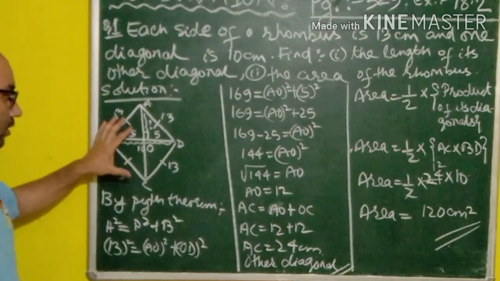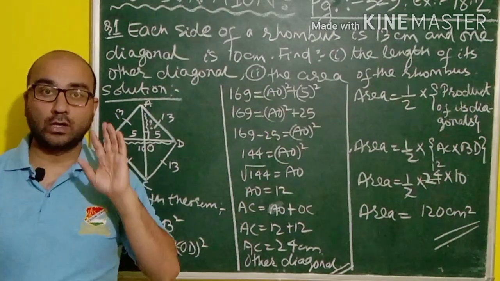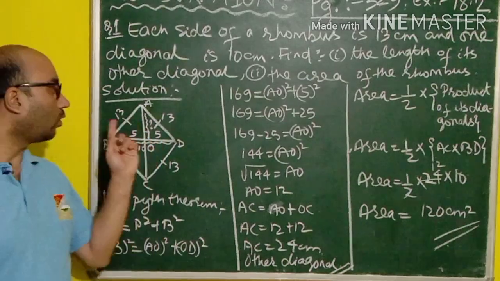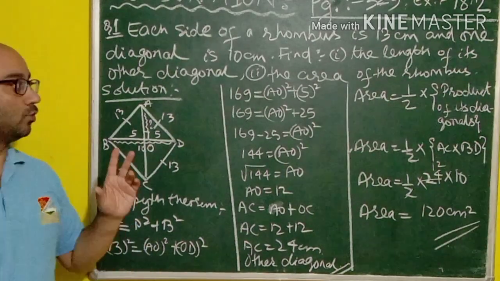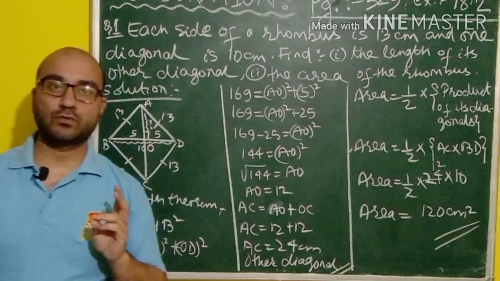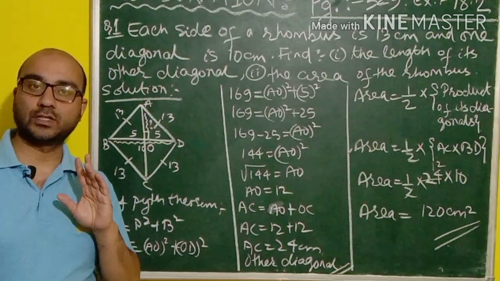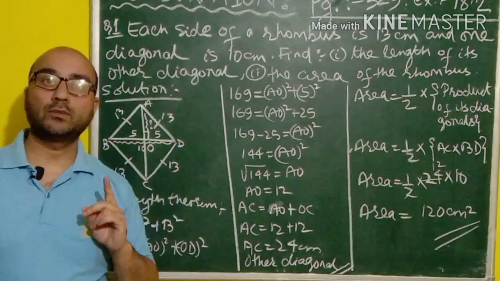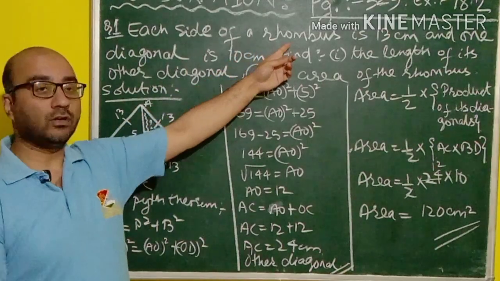Now what is a rhombus? A rhombus is a quadrilateral. Quadrilateral means any closed figure having 4 sides. A rhombus is a quadrilateral in which all of its sides are equal and the diagonals are not equal. Don't get confused between a rhombus and a square. In a square, all 4 sides are equal and the diagonals are also equal to each other, but in a rhombus, though all 4 sides are equal to each other, the diagonals are not equal to each other. In this question we have a rhombus.